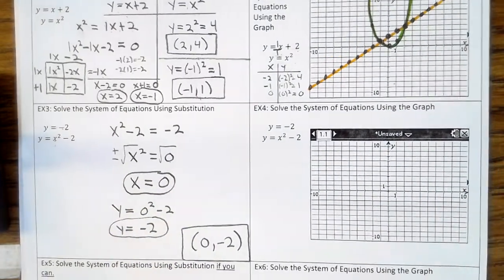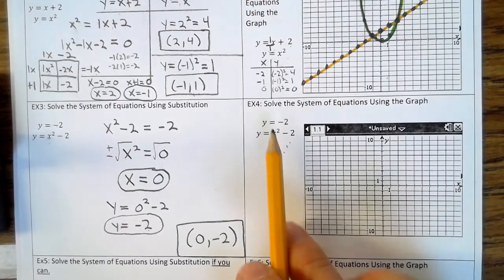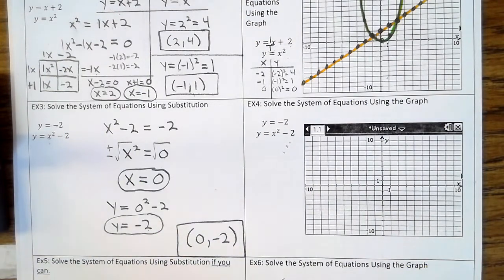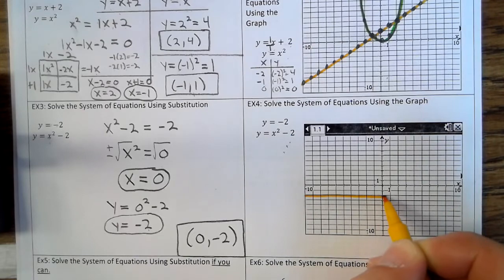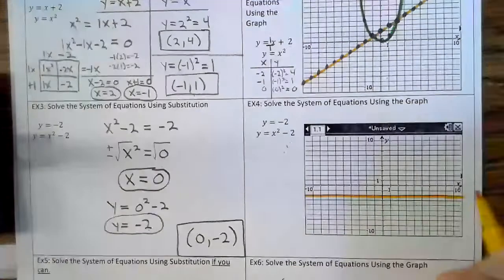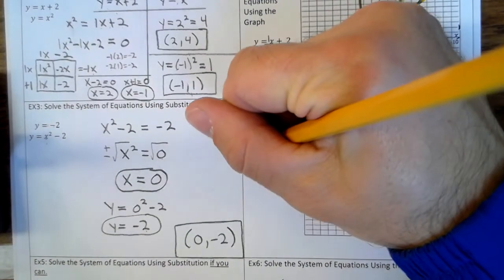Okay, so now, again, notice example 3 and 4 are the same. So I wanted you to see it by substitution and by graphing. Now here, y is just a horizontal line at negative 2. And here we graph by direction.